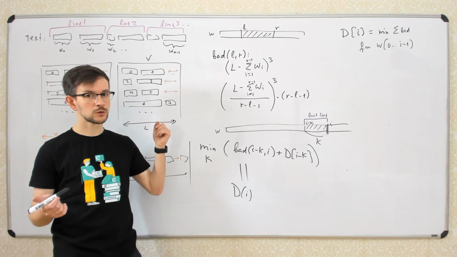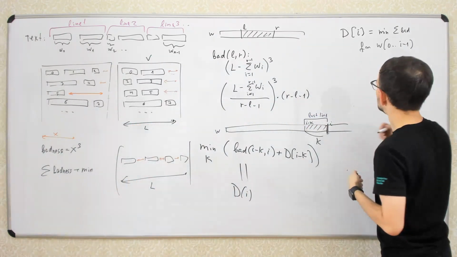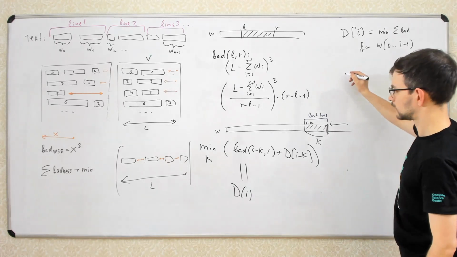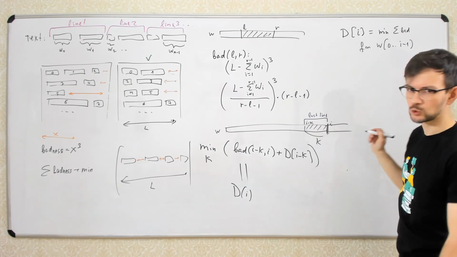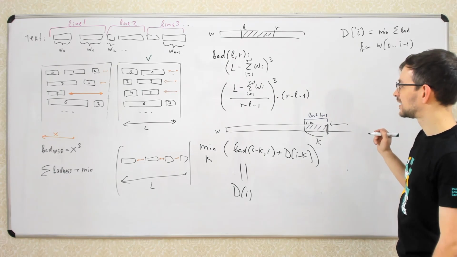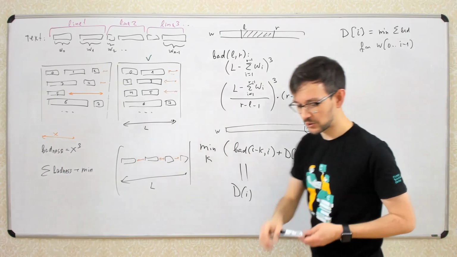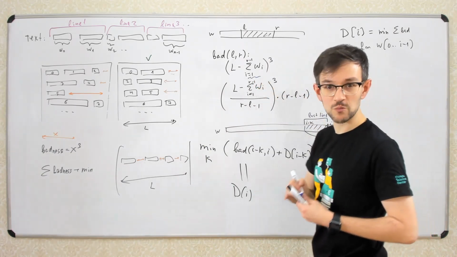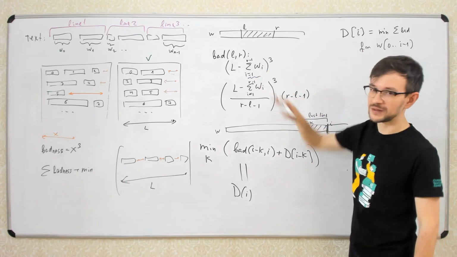Should we write the code? Let's write the code. It's pretty simple. Okay, let's do it. I will write the code in a slightly different way. I'll try to calculate this sum on the fly, just to improve the time complexity.